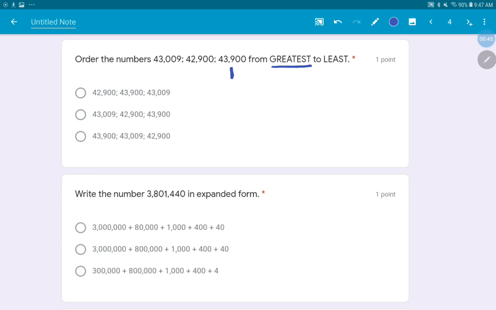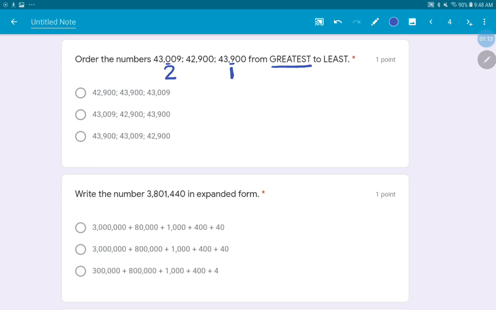Mm-hmm. Then on the 43,000s, I looked at the hundreds. Very good. And I saw that one had 900 and that one had 009. So we know 43,000s were going to be the biggest because 3,000 is more than 2,000. So then you went to your hundreds place and noticed 900 was bigger than 0. So that'll be the second greatest.